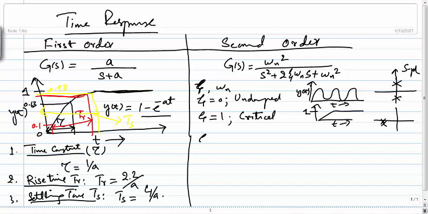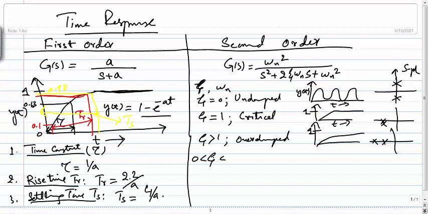Now if we look at zeta that is greater than 1, we call it overdamped. For overdamped response, if this is 1, you don't reach the 1. So in that case you have poles that are not repeating but on the real axis. So this is overdamped.